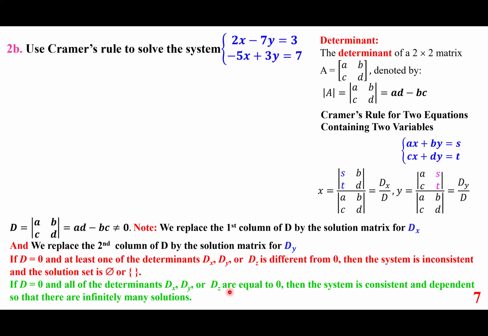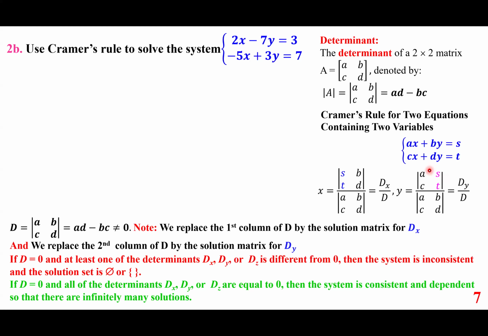So a quick recap. If the denominator is not 0, you change the first column, for x, to the constants, and the second column, for y, to the constants. If D happens to be 0, it depends on whether the numerators are 0 or not. If both of them are 0, it's a dependent system. If one of them is not, it's inconsistent, no solution.